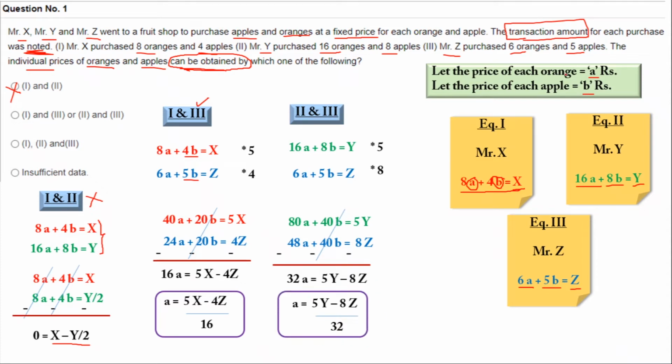Are you wondering how we are going to find the value of b? Very simple. Once you get the value of a, you can easily substitute the value of a in any one of the equations. You can find the value of b. So using even 2 and 3, you can find out the answer to the question. So hence option number 2, which says 1 and 3 or 2 and 3, is the correct answer.